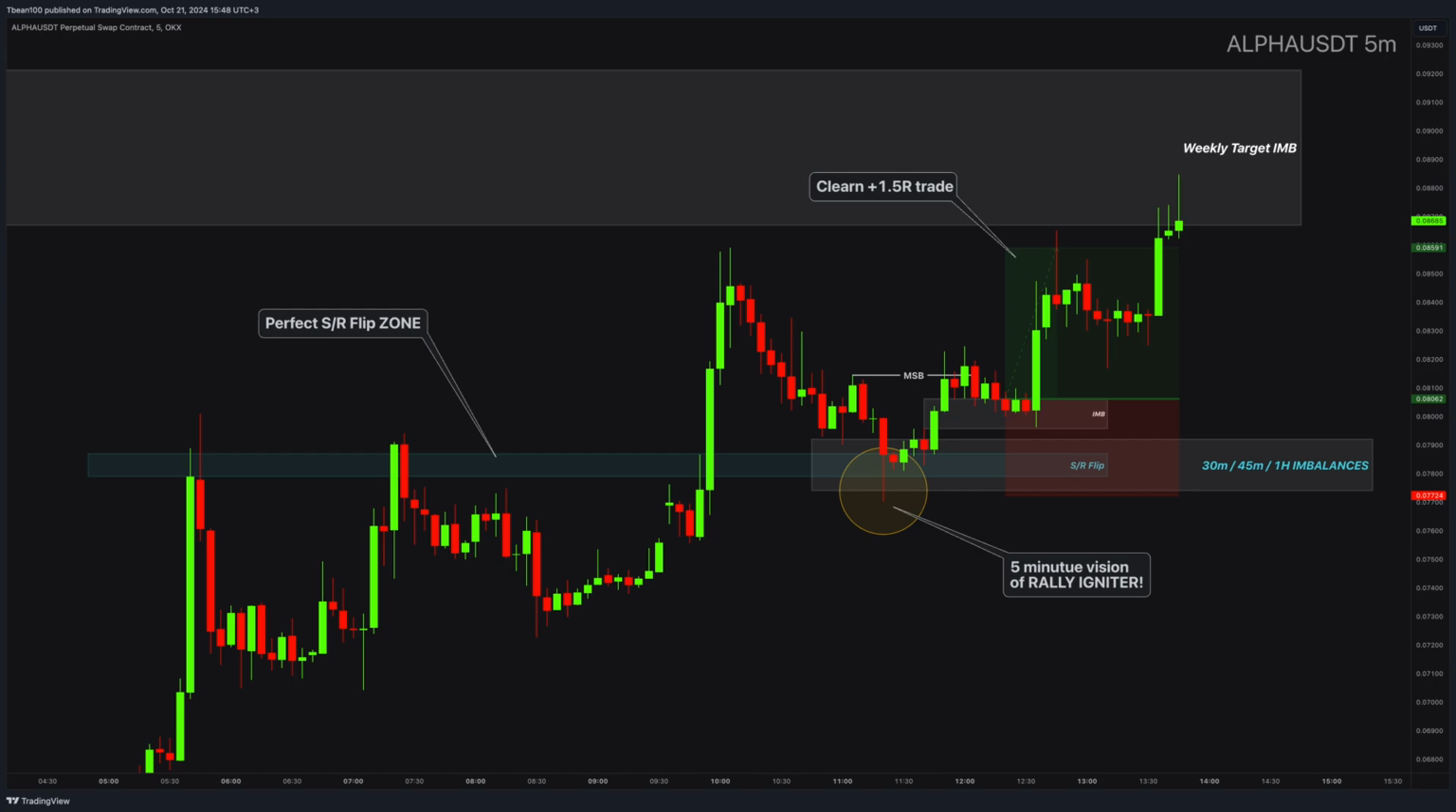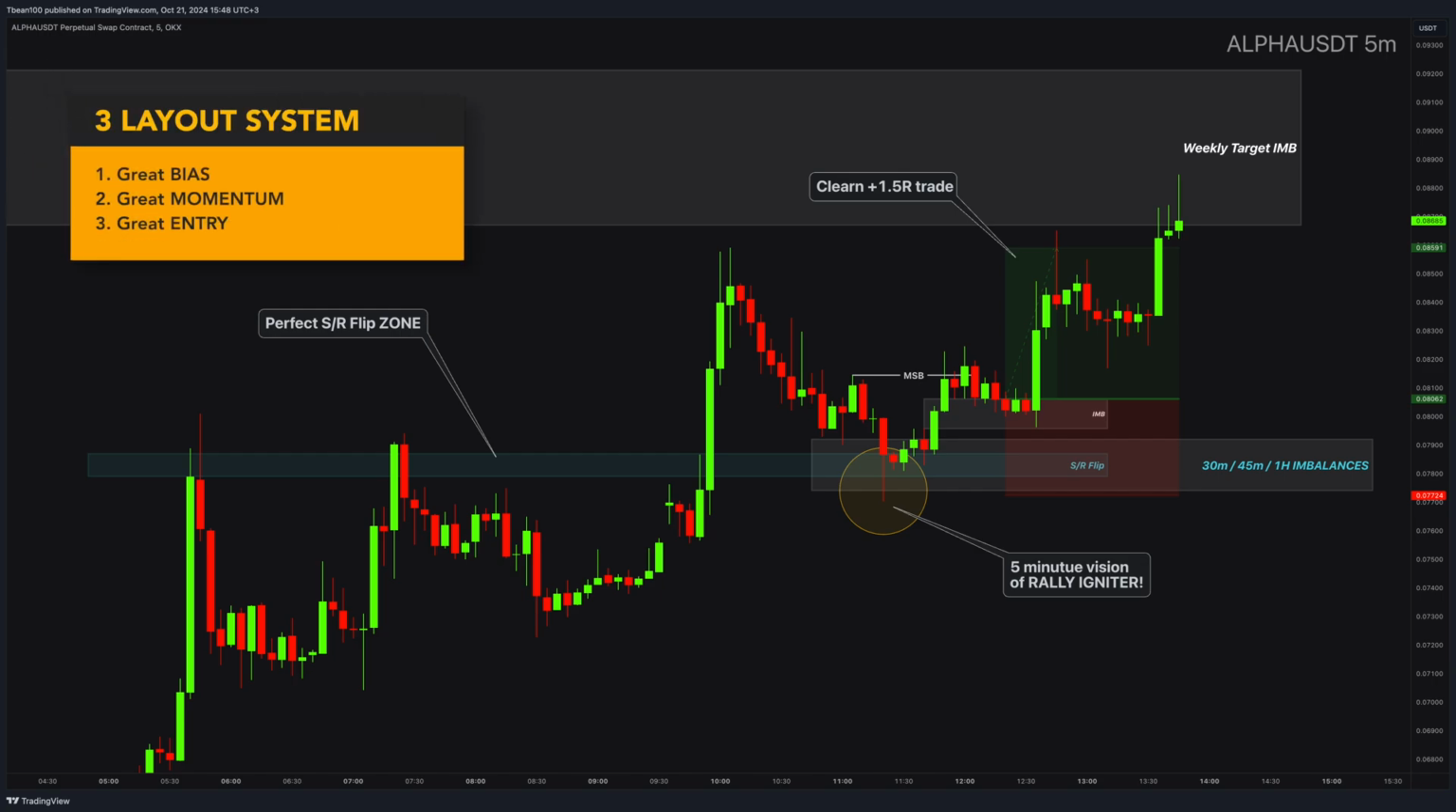So, what we had here today is a perfect example of the masterclass 3 layout system. 1. A great bias. 2. A great momentum. 3. A great entry. As you can see, when everything aligns, trading becomes much easier.